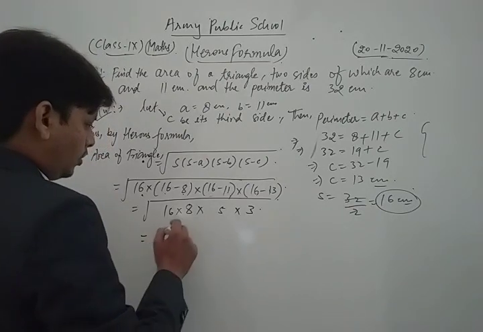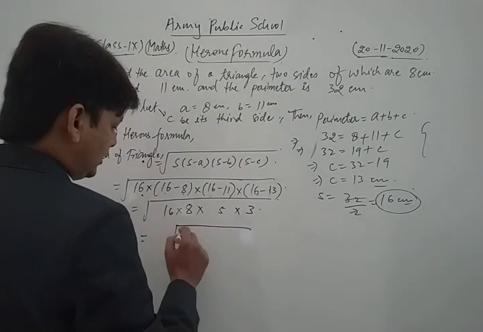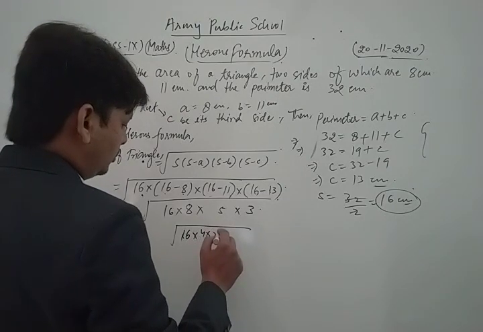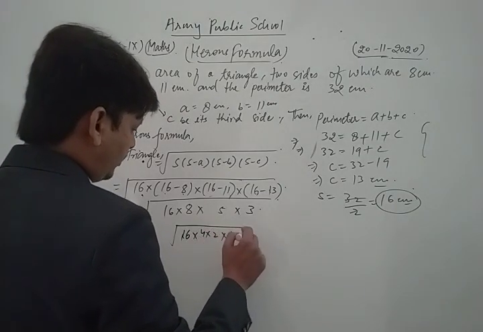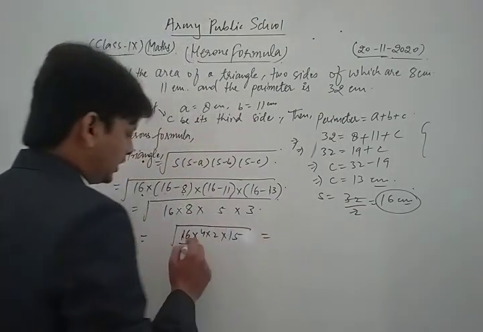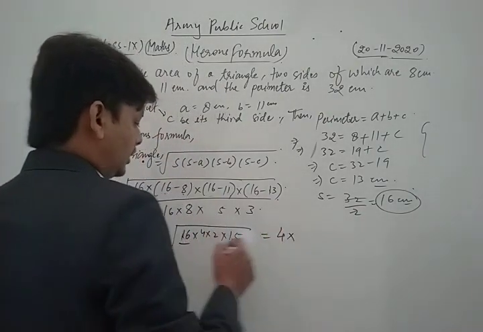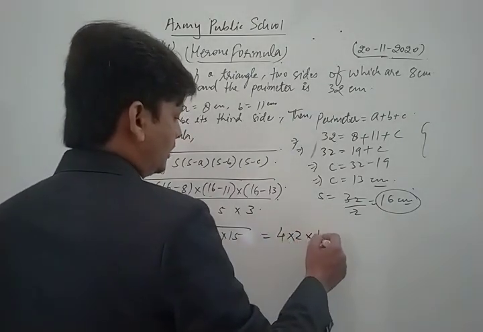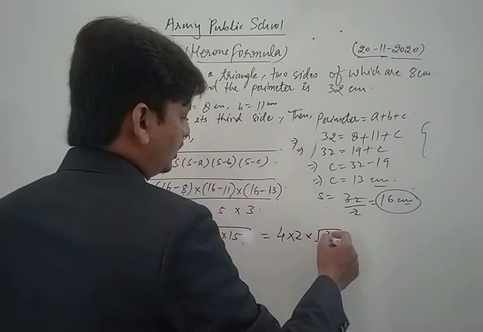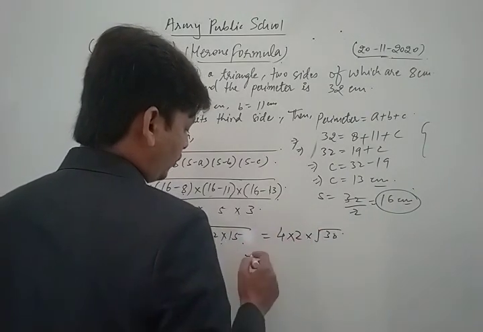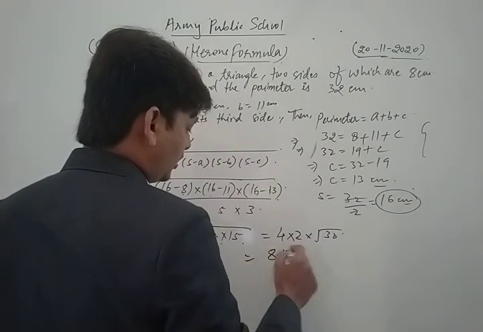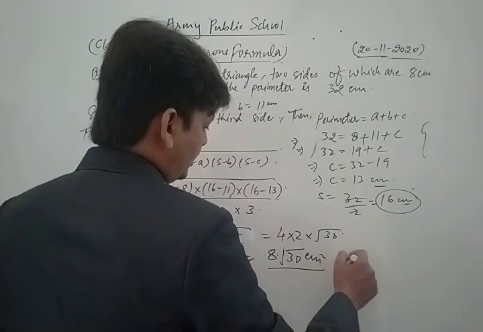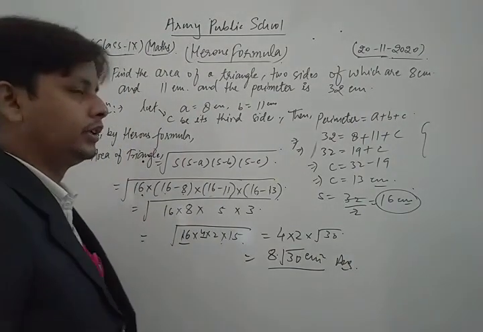Now look, we can write 16 as 4 into 4, 8 as 4 into 2, and 5 into 3 is 15. The square root of 16 is 4, the square root of 4 is 2. Now 15 we write as it is in the root, so we get 4 into 2 into root 15, which is 8 root 15 centimeter square. This is our required solution of the given question.